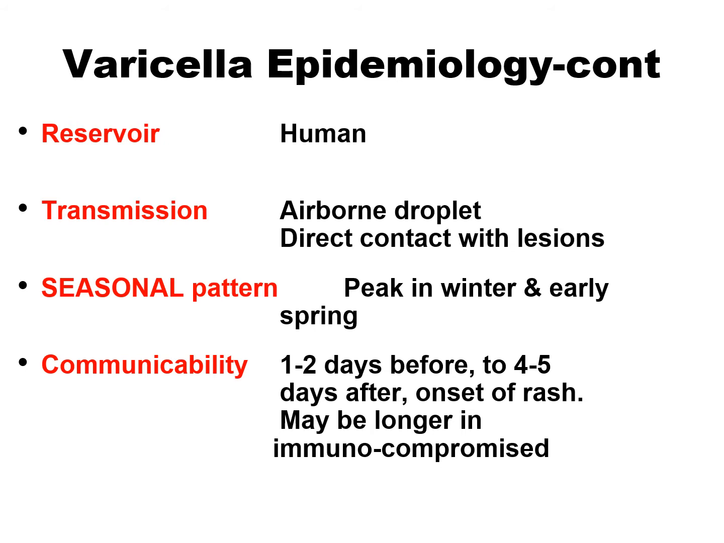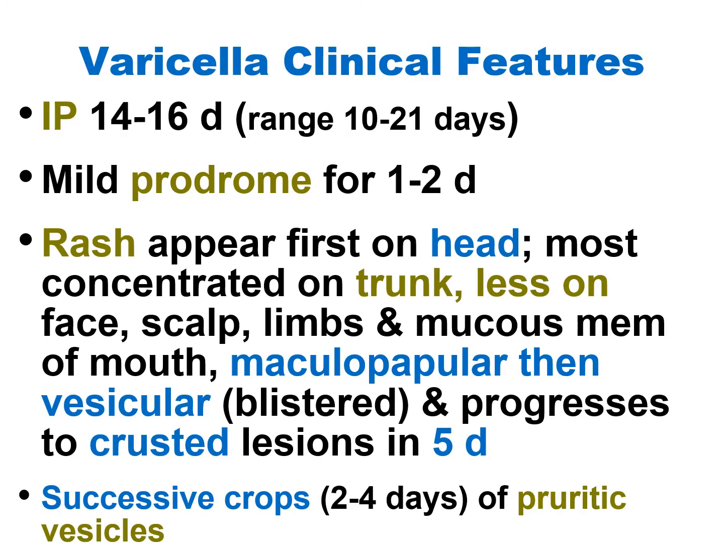Epidemiology. Reservoir: human. Transmission: airborne droplets and direct contact with lesions. Seasonal pattern: peak in winter and early spring. Communicability: 1 to 2 days before to 5 days after onset of rash. So 2 days before to 5 days after onset of rash, and it may be longer in immunocompromised patients.